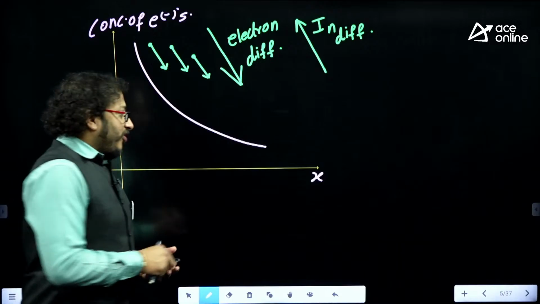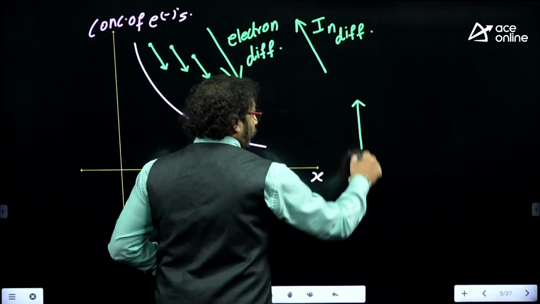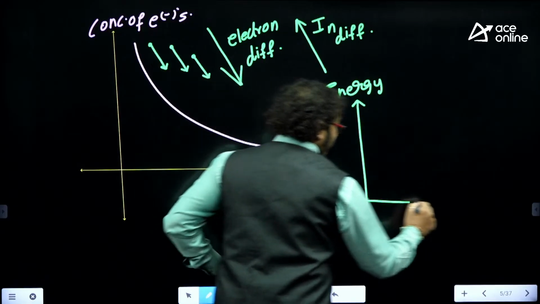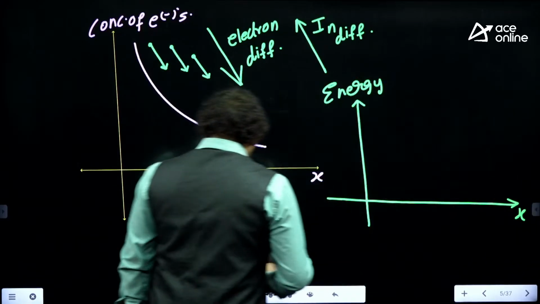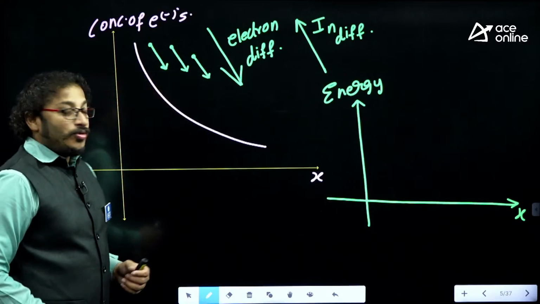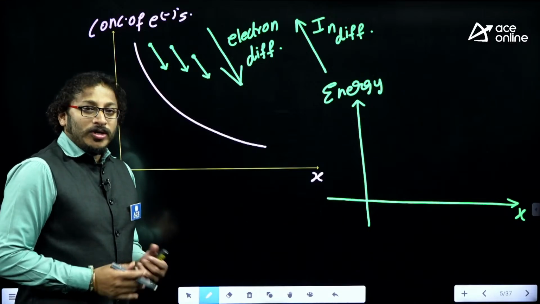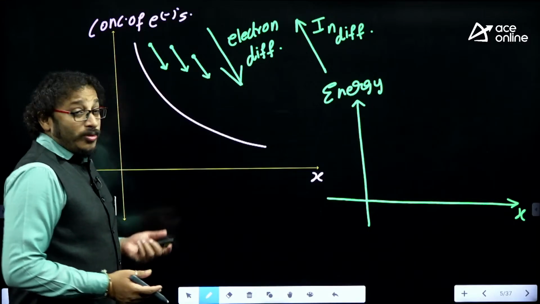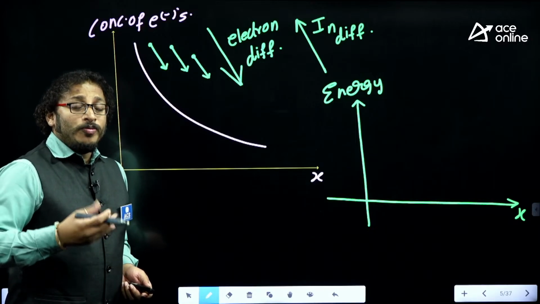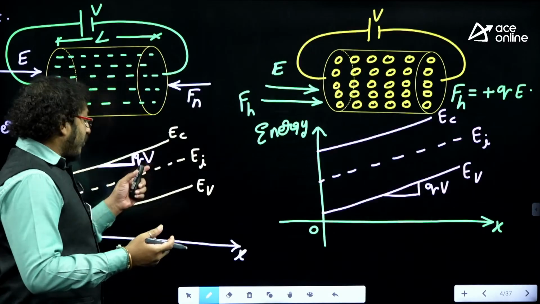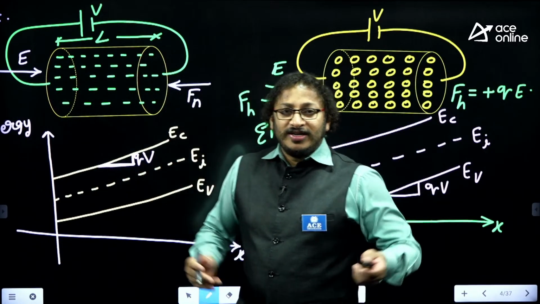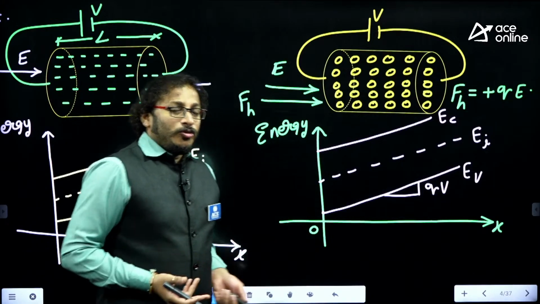Now please let me know, if I want to plot the energy band diagram, y-axis is energy and x-axis is distance. Am I going to get any slope? No. Why? Because no electric field. If electric field is there, then only there exists a slope in energy. Correct or not? If electric field is not there, there is no slope in energy, right?